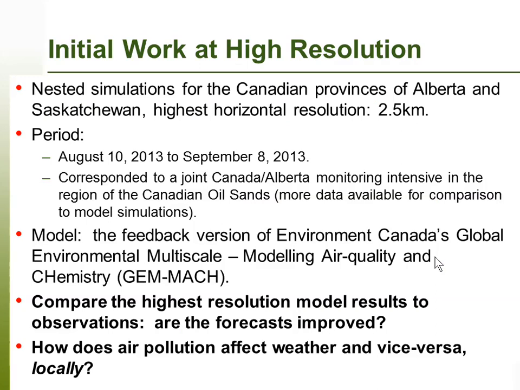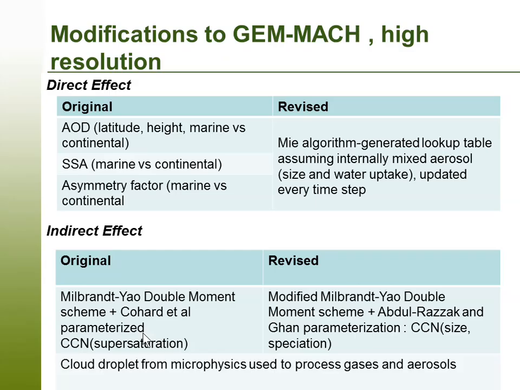So where we're going with this in Environment Canada now, we've got a nested setup, going from a continental domain at 10 kilometer resolution down to a local 2.5 kilometer resolution over Alberta and Saskatchewan. We're doing a shorter period run, basically because the CPU time to do it for a year would be immense. But the reason we've chosen this 1 month period is we've also got some measurement data from a monitoring intensive that was going on in the Canadian oil sands at the time. This is with the GEM-MACH model only now, and we're comparing the highest model resolution results to observations. We've just done the air quality comparison so far, not the weather side though.